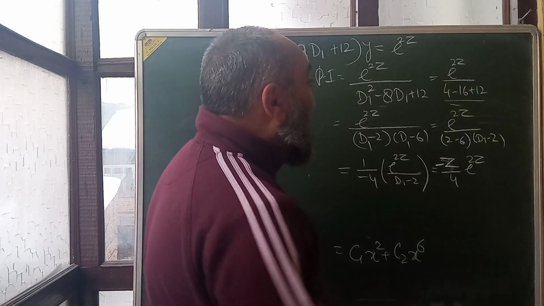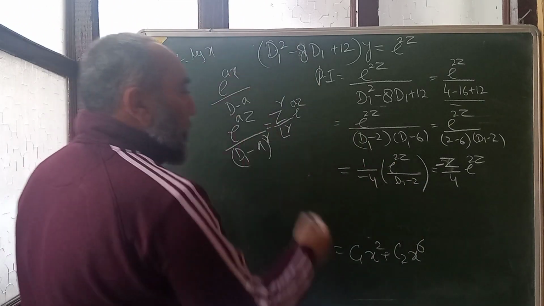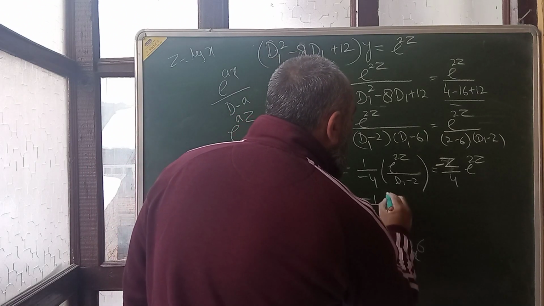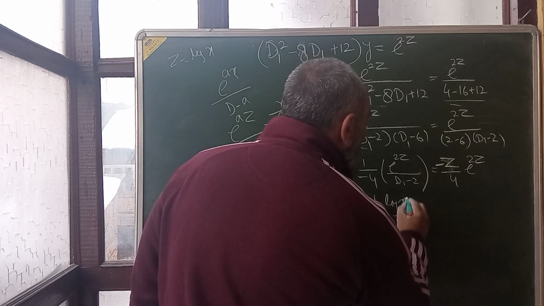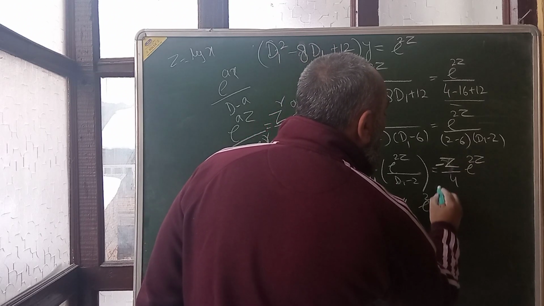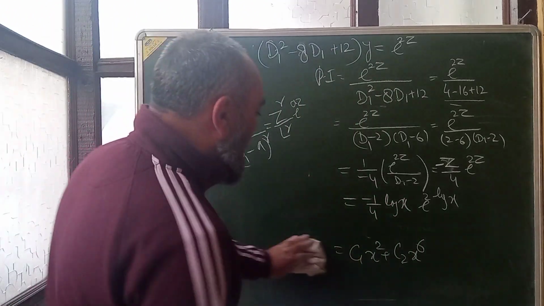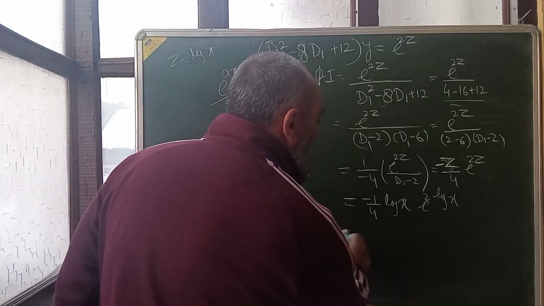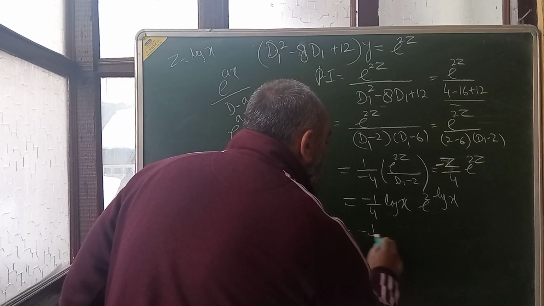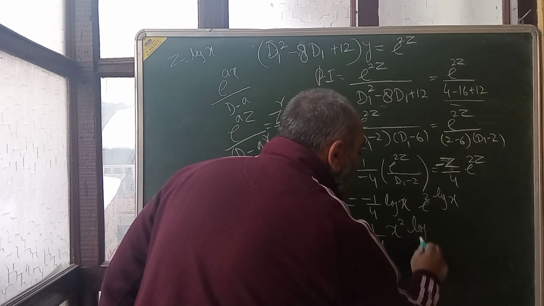So this is z. But what is z? z is log x. So let me write it in terms of x. So minus 1 by 4 log x, and e raised to the power z square is e raised to the power 2 log x. So the particular integral is minus 1 by 4, this is x square log x.